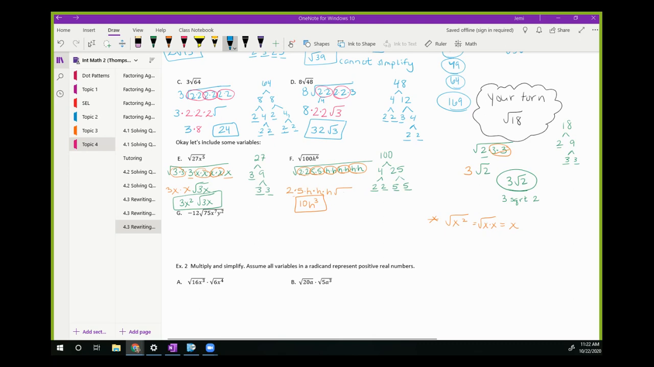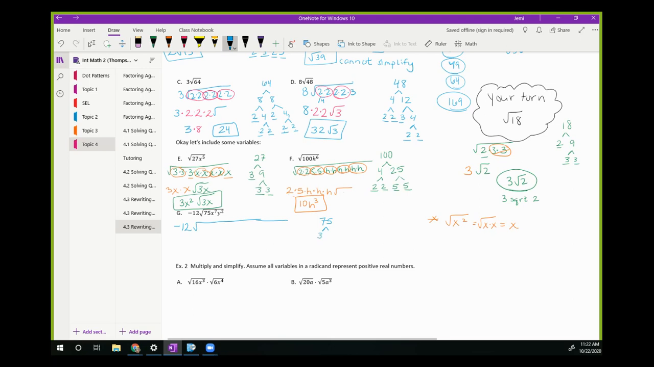Okay, we're going to go ahead and work through G, and then we're going to go on to the next example, which is really more of the same. So for G, I have a negative. So I'm going to write the negative 12 first, and then I need to write out all the factors inside. It's going to be quite a few of them. So I'll start with 75, do the factor tree of 75.